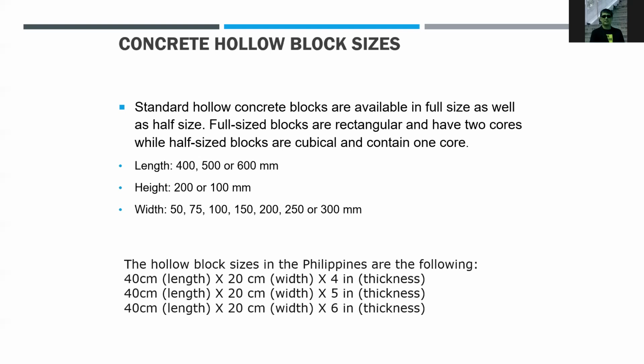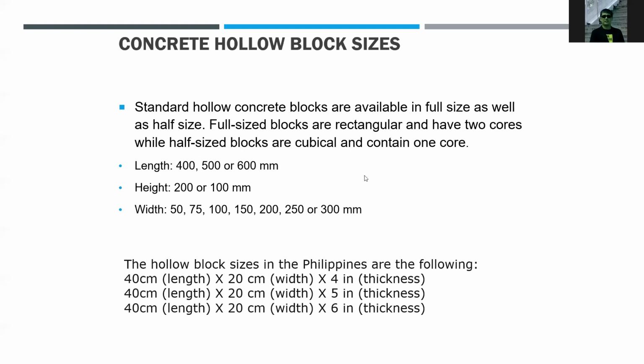The hollow block sizes in the Philippines are the following. We have a 40 centimeter length by 20 centimeter width and 4 inches thickness. Another size is 40 centimeter length, 20 centimeter width, and 5 inches thickness. And another one is 40 centimeter length, 20 centimeter width, and 6 inches. So majority of our hollow blocks used in the Philippines have a length of 40 centimeters and a width of 20 centimeters. The variation is only in the thickness, which is 4 inches, 5 inches, and 6 inches.